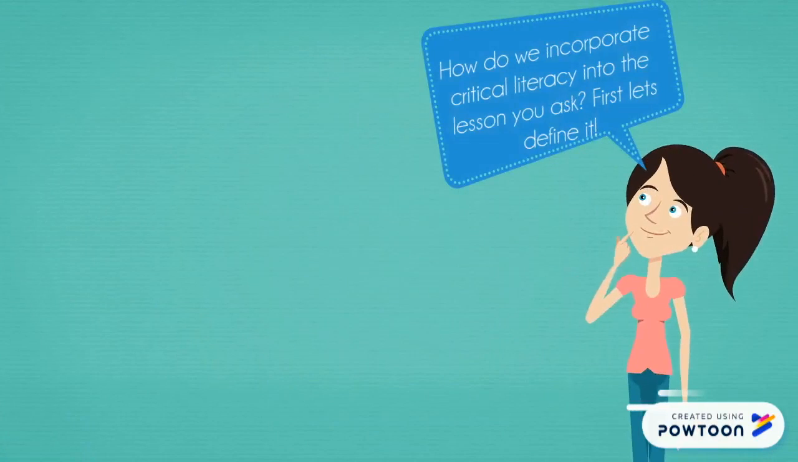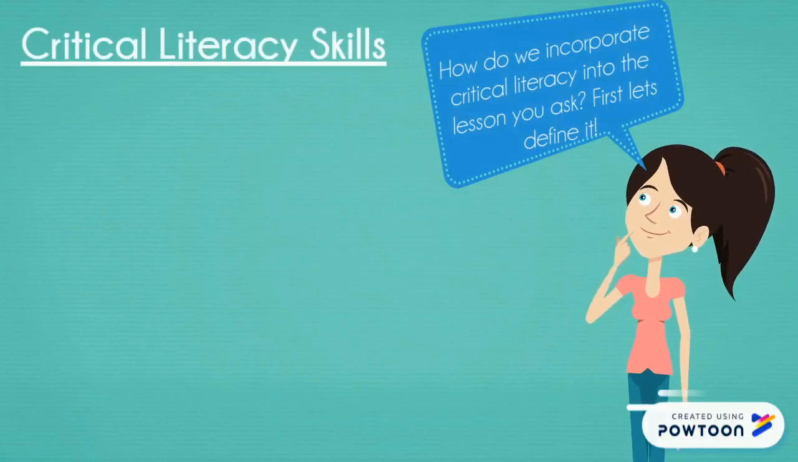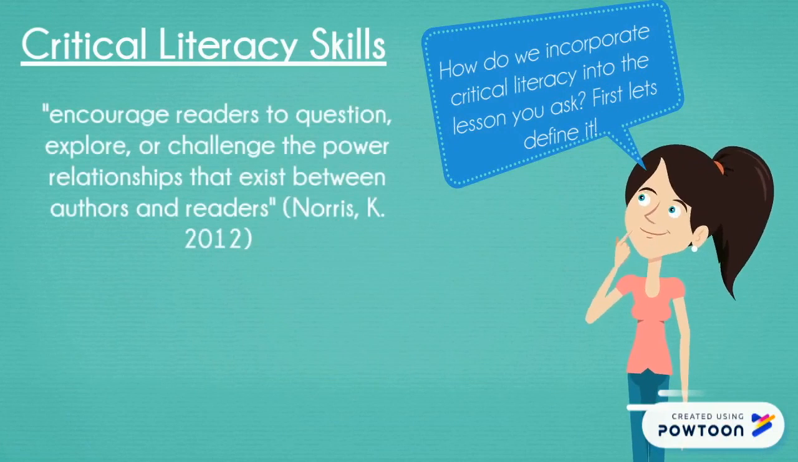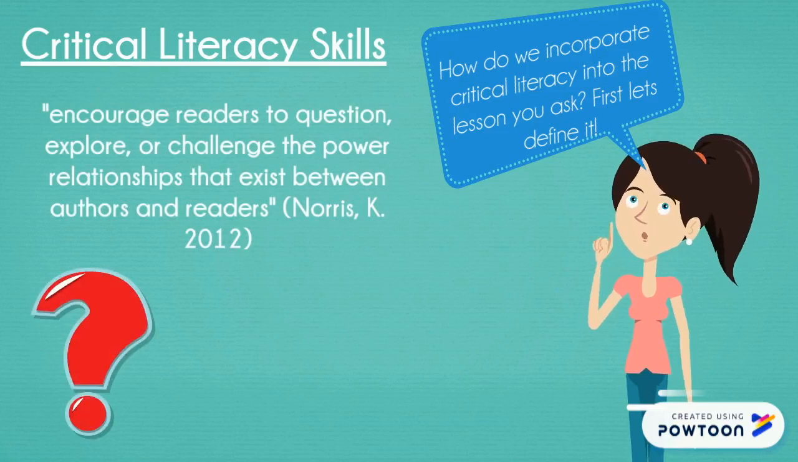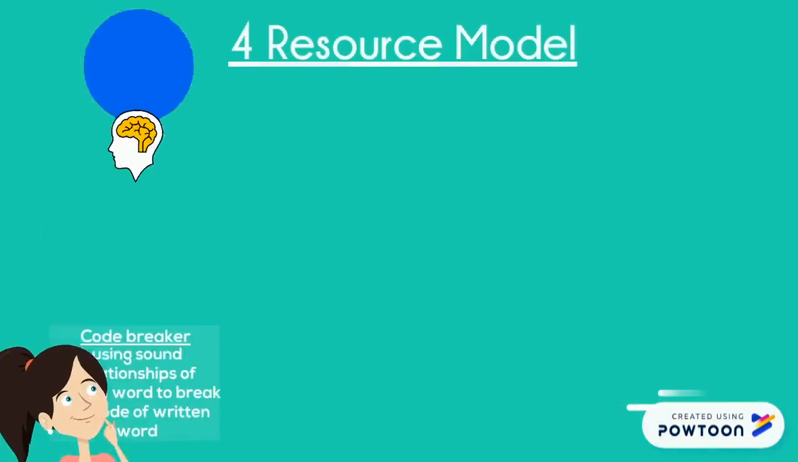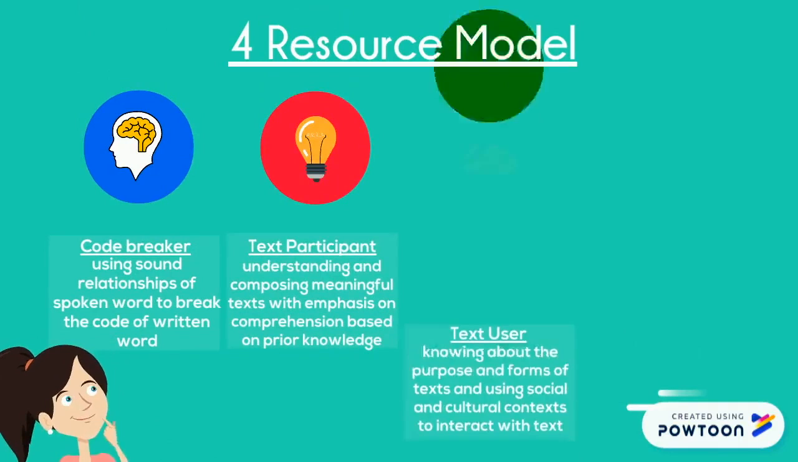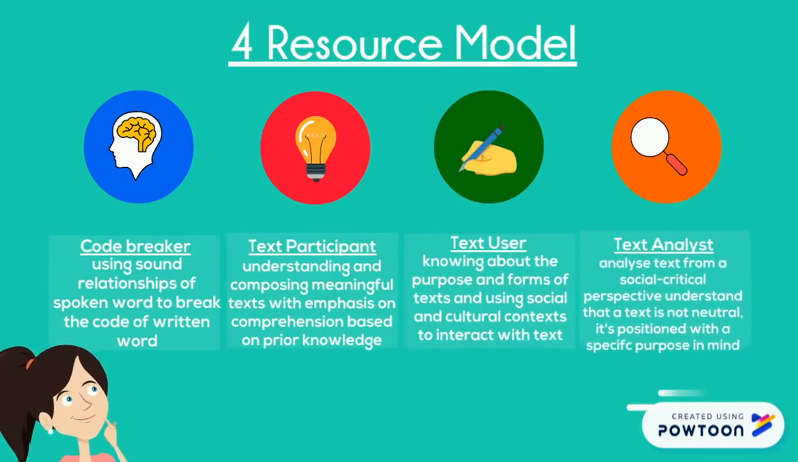How do we incorporate critical literacy in the lesson, you ask? First, let's define it. Critical literacy encourages readers to question, explore, or challenge the power relationships that exist between authors and readers. To promote critical literacy, we have incorporated the 4-resource model, which will encourage students to view text from different roles, including the code breaker, text participant, text user, and text analyst.